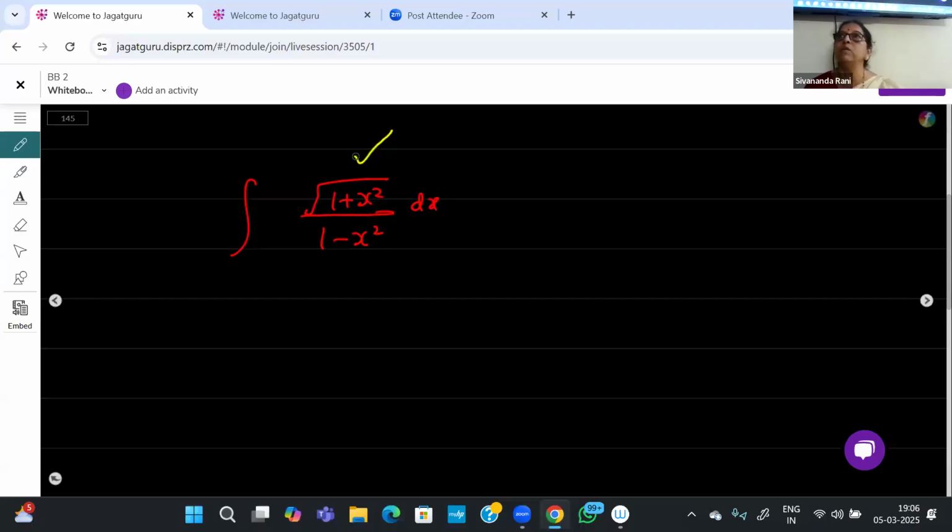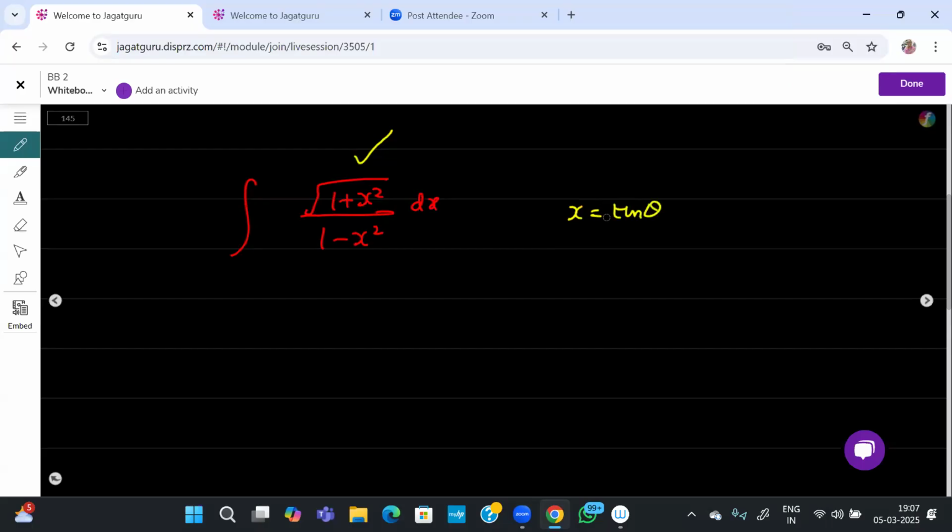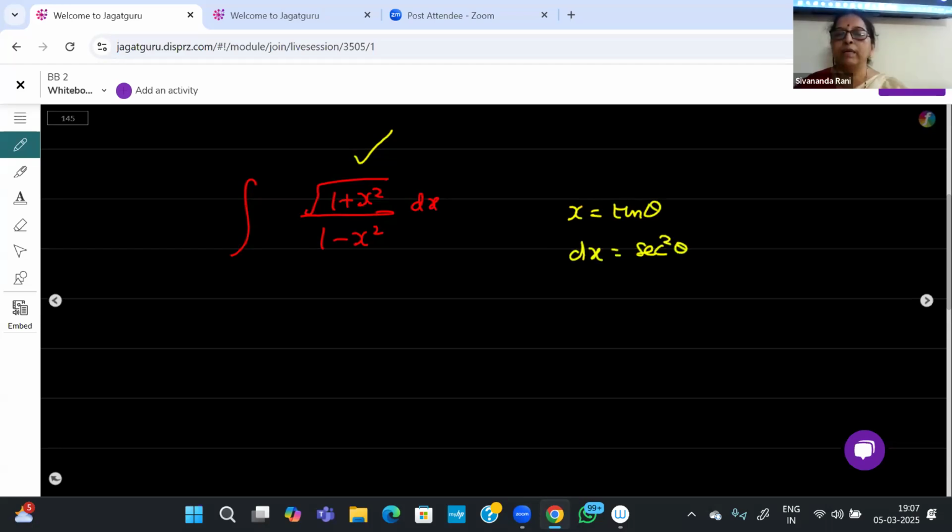This is so very obvious, no? How do you make it free of the root? I want root of 1 plus x squared to become a perfect square. What substitution can achieve that? What should I substitute? You know it from inverse trigonometry. What do you do? tan theta. Good. Okay, can you all get down to it?